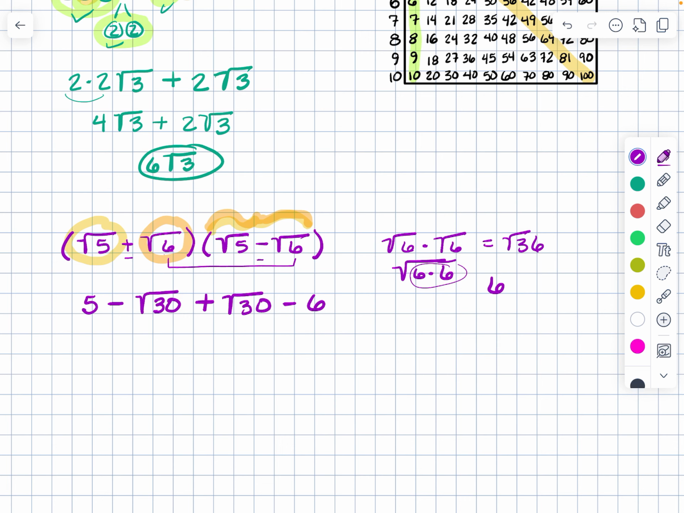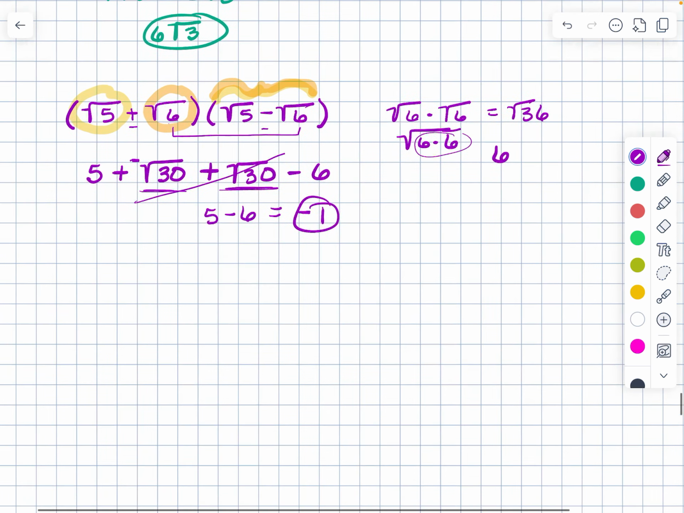Okay? So we have a negative, and we can do plus and negative if that helps. It helps me. So I got a negative square root of 30 and a positive square root of 30, so these go away. And I'm left with 5 minus 6, which equals a negative 1, and that's our answer.